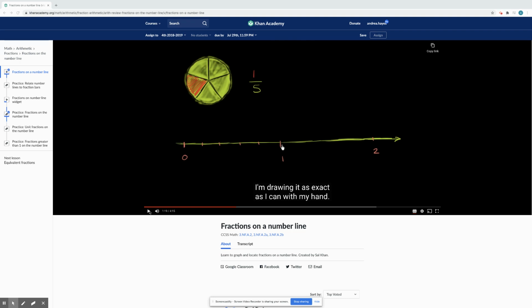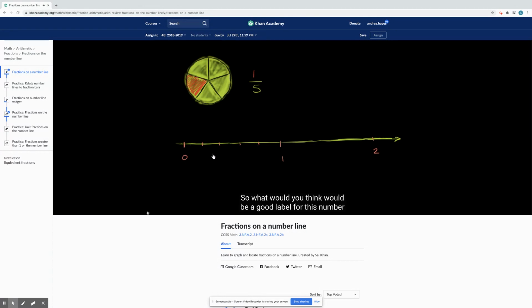Let's continue. As best as I can with my hand, but let's just assume these are 5 equal sections. So what would you think would be a good label for this number right over here?